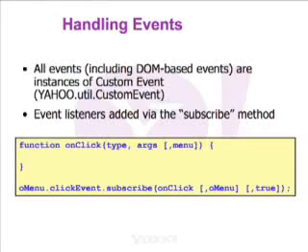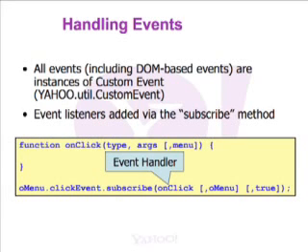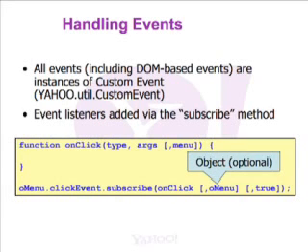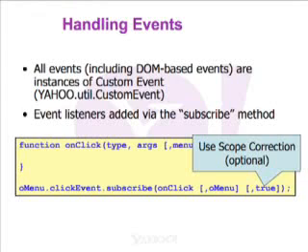So if we want to add a click event handler to our menu, you'll say yourInstance.clickEvent.subscribe. The first argument is your event handler to be called. The second and third arguments are both optional. The second argument is an arbitrary object that you want passed back to your handler. And that can be any value, a string, an array, an object literal, whatever you need inside the scope of your event handler. And then the third and final argument is a scope correction argument, and that is a Boolean.